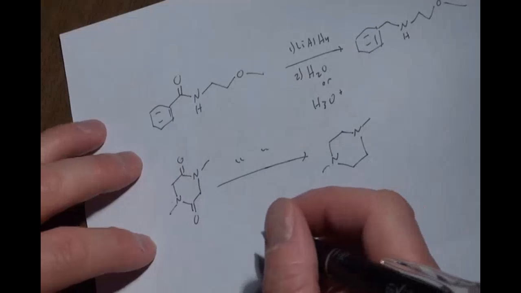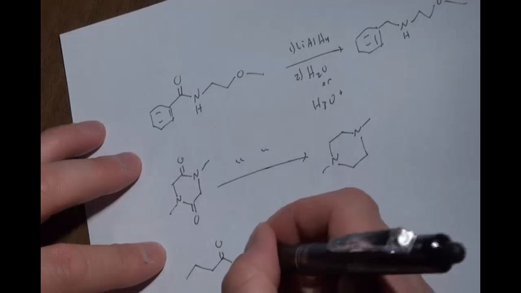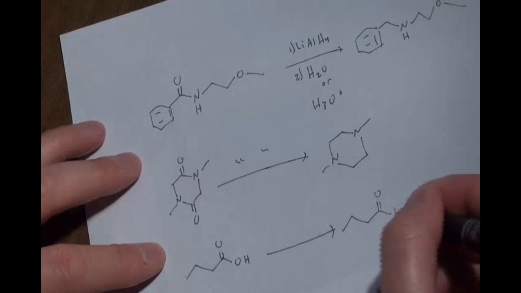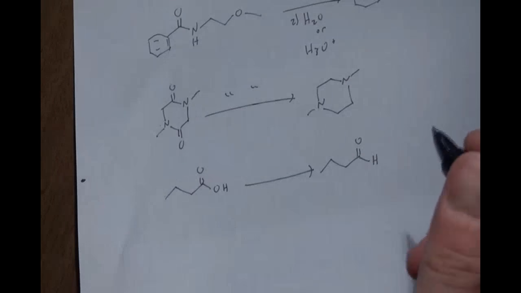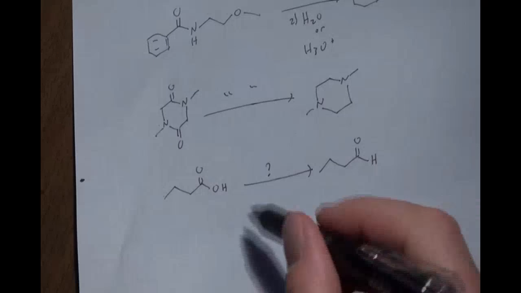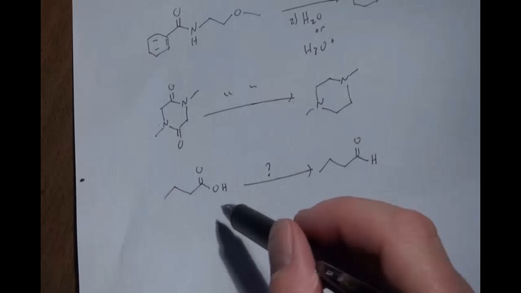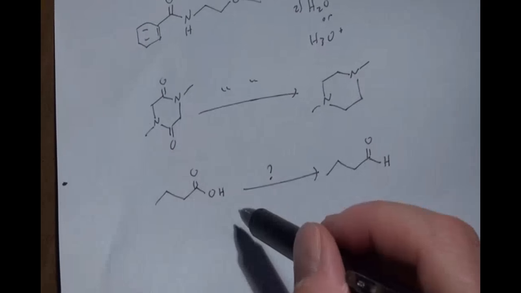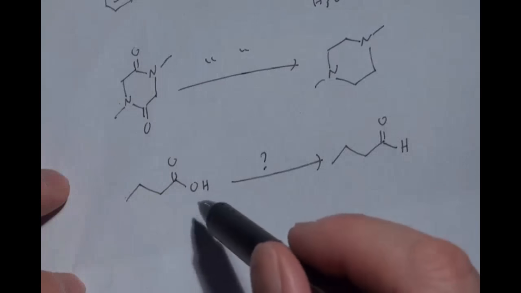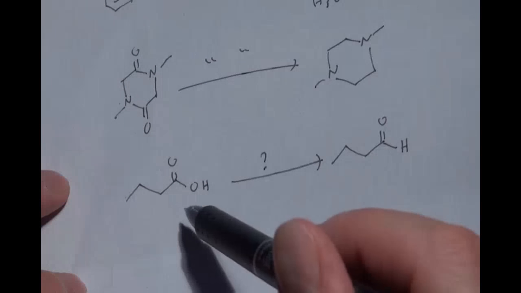Okay. Let's just see. Is there a way to take a carboxylic acid and reduce it to an aldehyde? Have you learned that? We have learned that a carboxylic acid can be completely reduced to a primary alcohol. So you did learn that. But is there any way to convert a carboxylic acid to an aldehyde? And how would you do the reduction to an alcohol?